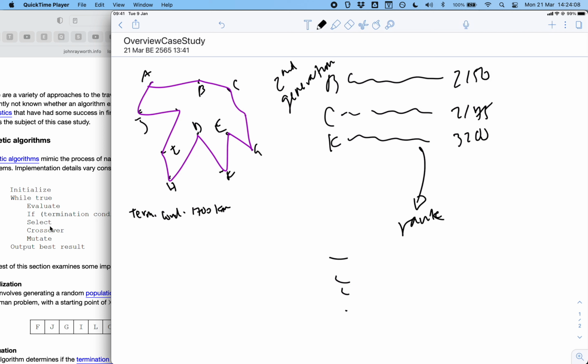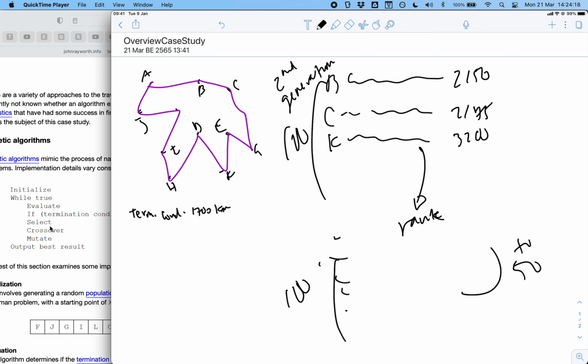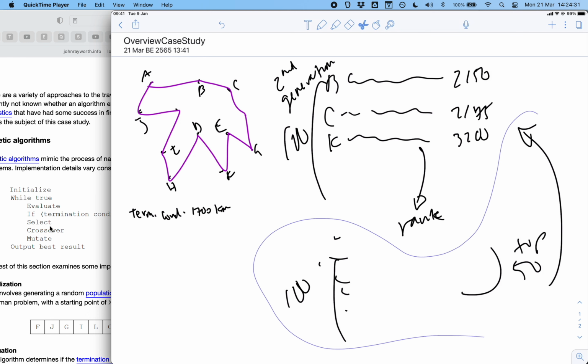We're going to have 100 here that were crossed over from the first generation, and then we're going to have 100 ranked, and then we're going to take the top 50, and again, they're going to come up and be the third generation, and so on, and so on, and so on.